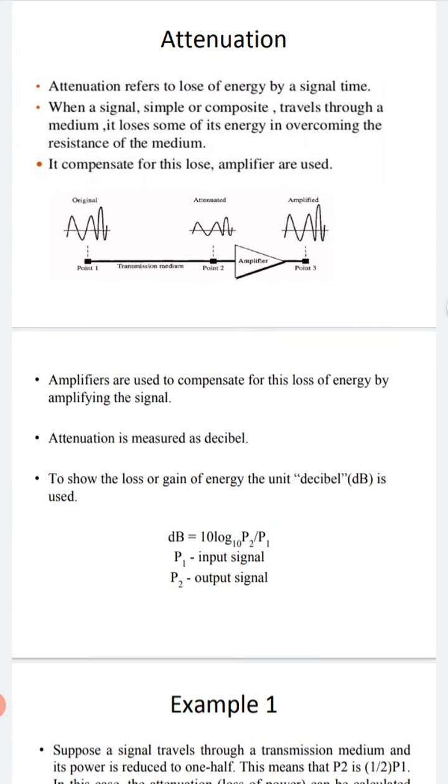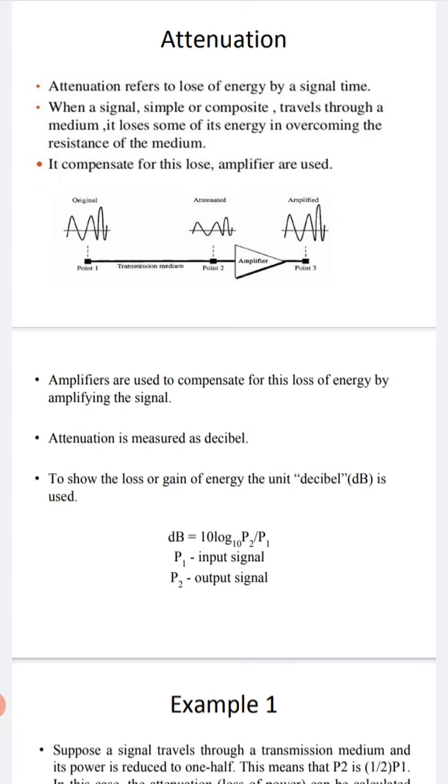First one, attenuation. What does attenuation mean? Attenuation refers to loss of energy by a signal. When you send the signal through the transmission medium, some energy will be lost. When we compare the transmitted input signal with the output signal, the energy is lost. Attenuation compares the 2 signals to see whether the energy is lost or not. So attenuation talks about the loss of energy.